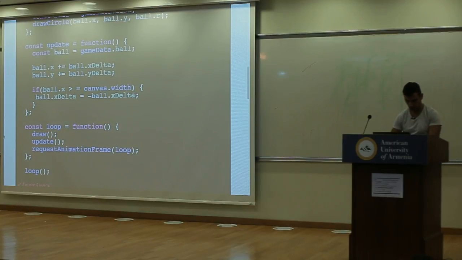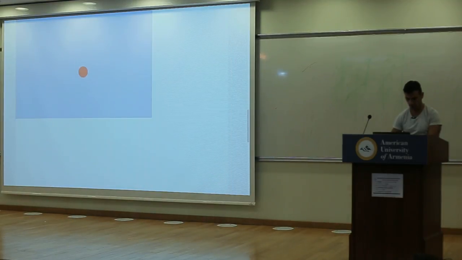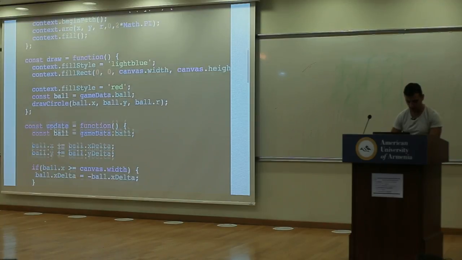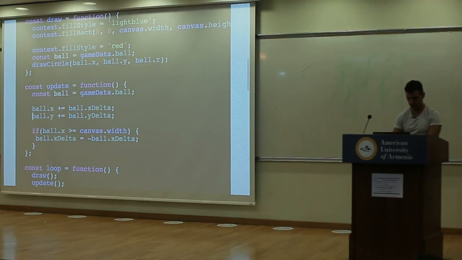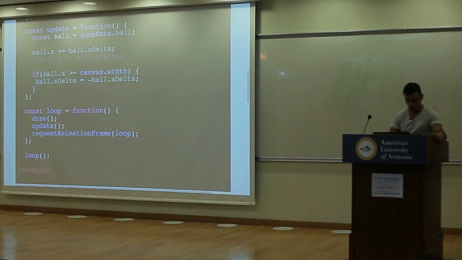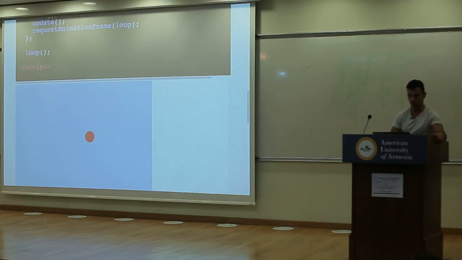Ball canvas dot width. Oh, oops. There we go. Okay, wait. Let's just increase the x delta for now. Okay, cool. So that worked.